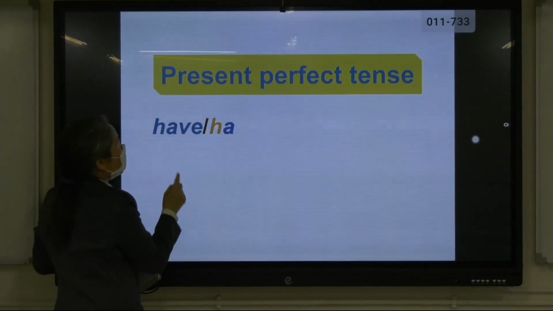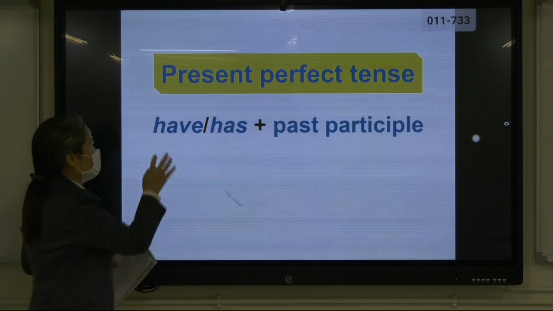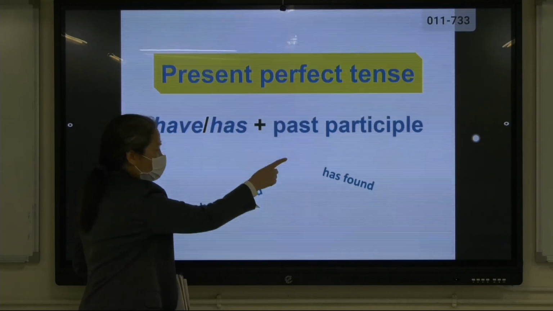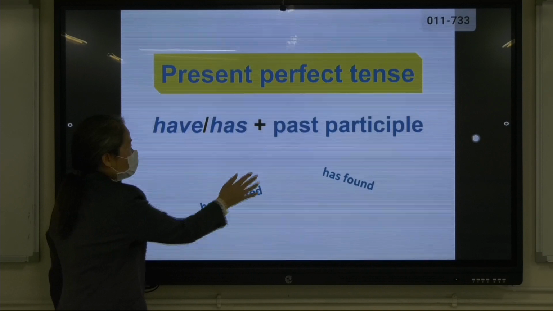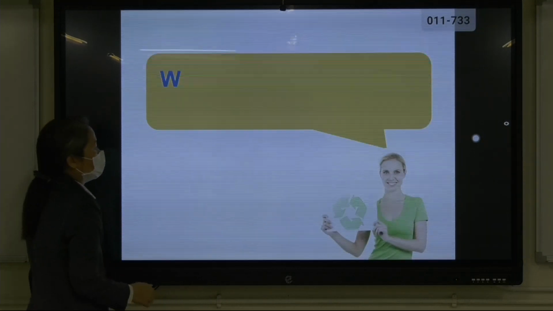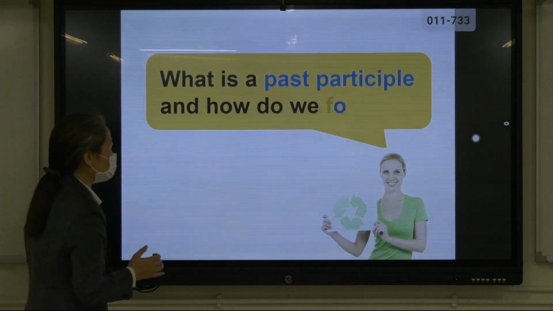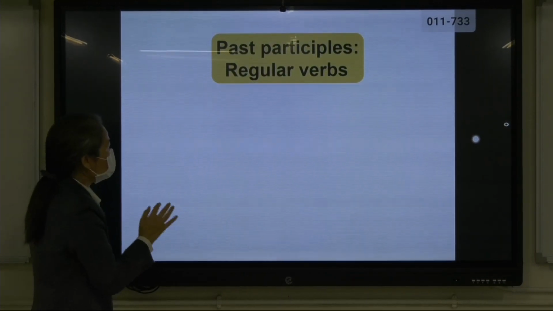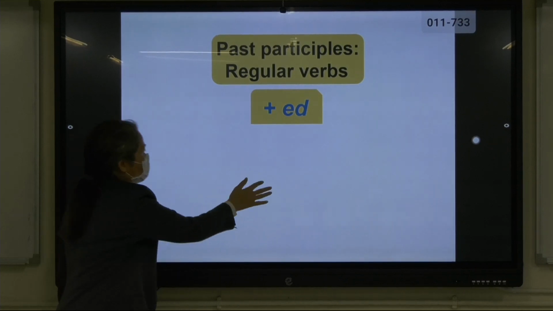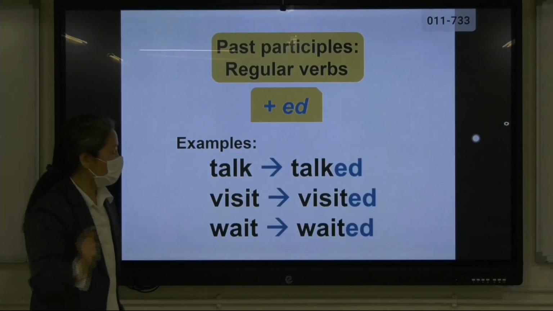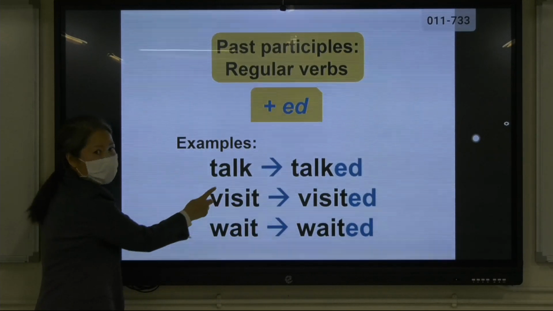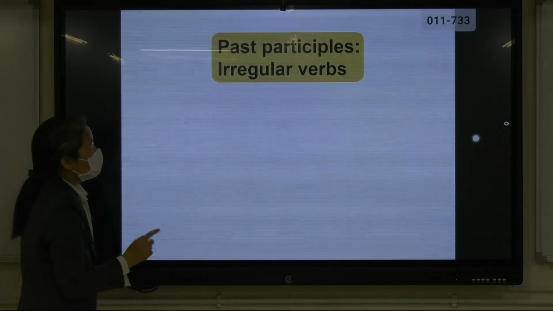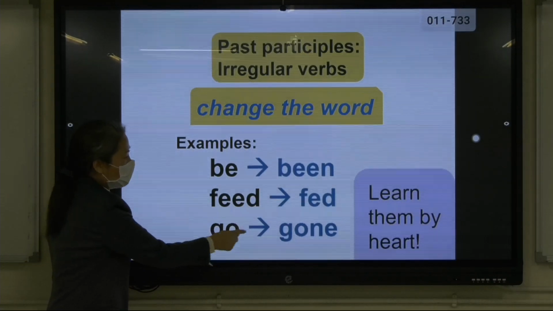It's not difficult. Present perfect tense is like this: have or has, and then we add past participle. For example, have visited, has found. And what is a past participle? And how do we form it? Okay, past participle for regular verbs, it is like simple past form. We just add ed after the basic verb. Okay, ed, very easy. But for irregular verbs such as go, went, gone.